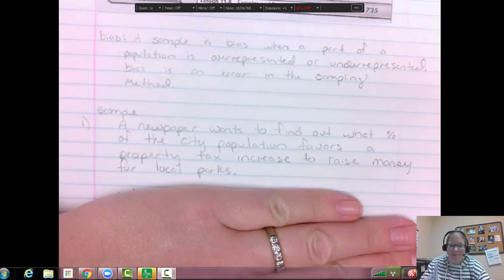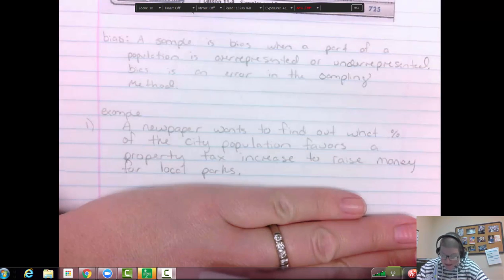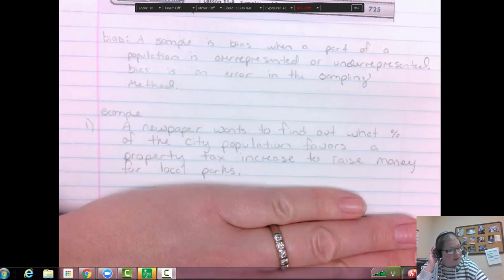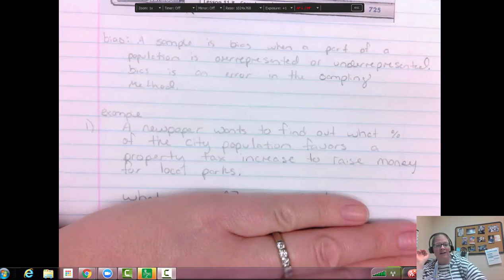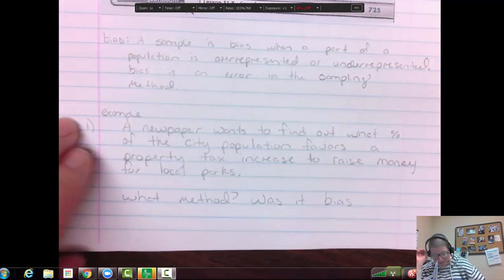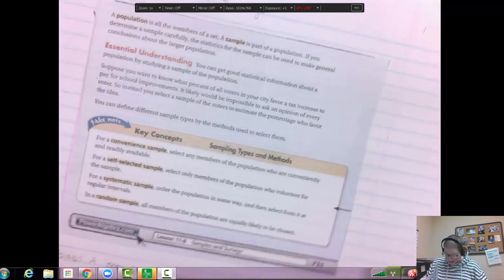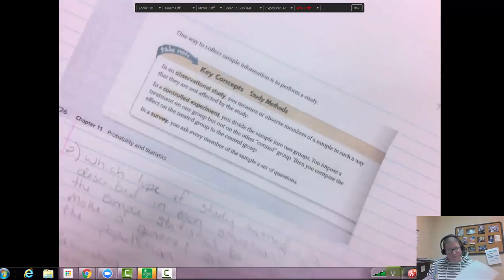Okay, here's my first example of sampling. A newspaper wants to find out what percent of the city's population favors a property tax increase to raise money for local parks. Okay, so a newspaper wants to find out what percent of the city's population favors a property tax increase to raise funds for a local park. All right, let's look at my first one from this.